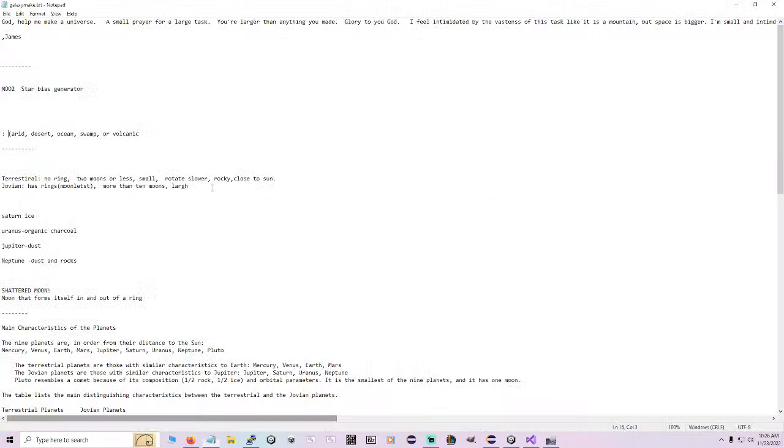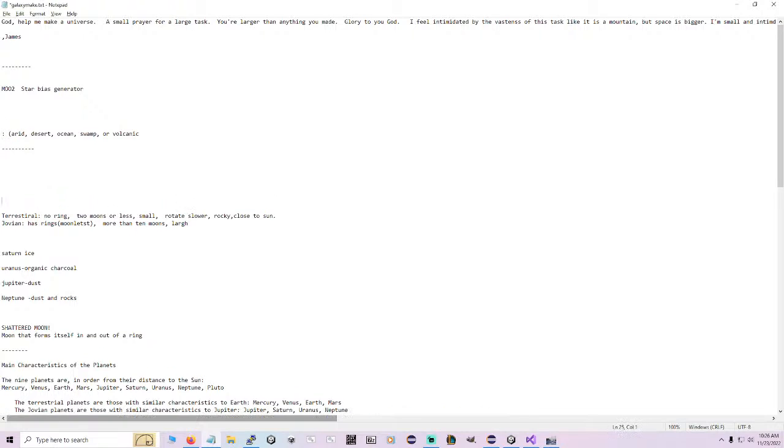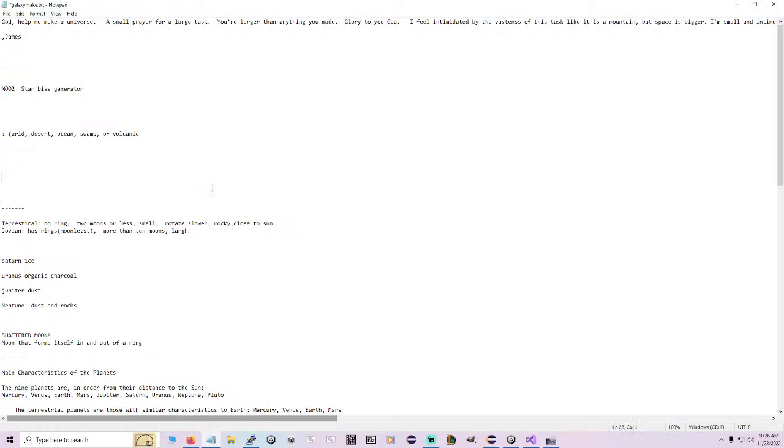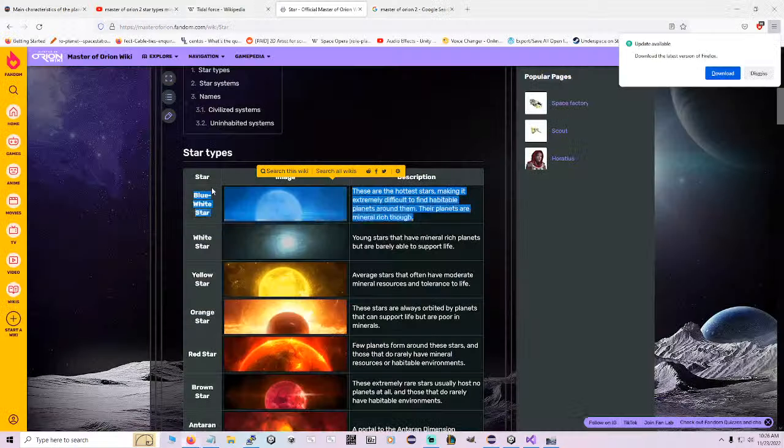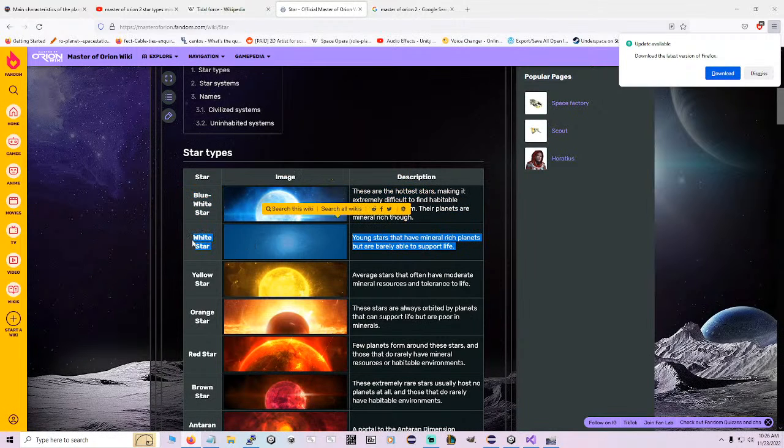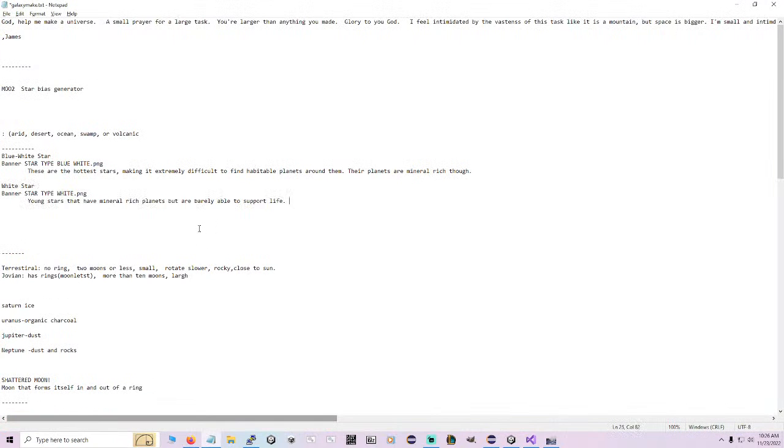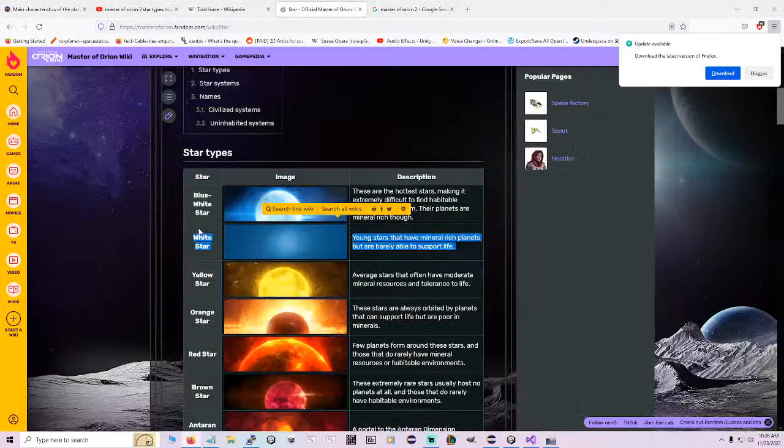And it's not stealing because when you use your interface, this is based on reality, right? They base this on reality. And when people are used to stuff, they do it. So this is barely able to support life. Blue is more mineral-rich. White's less mineral-rich. Yeah, so I was right.